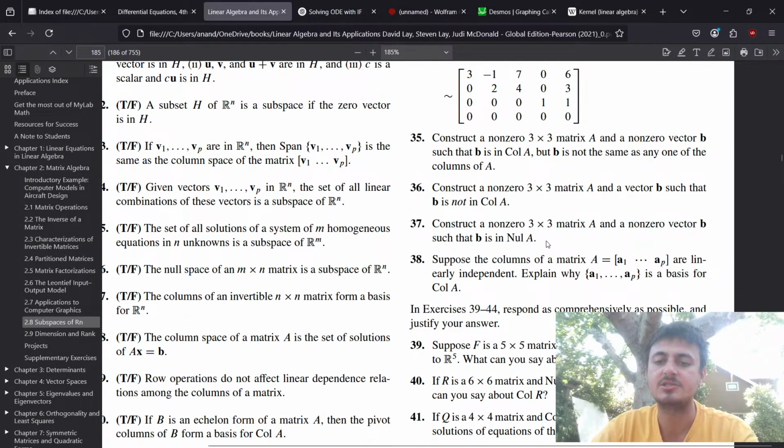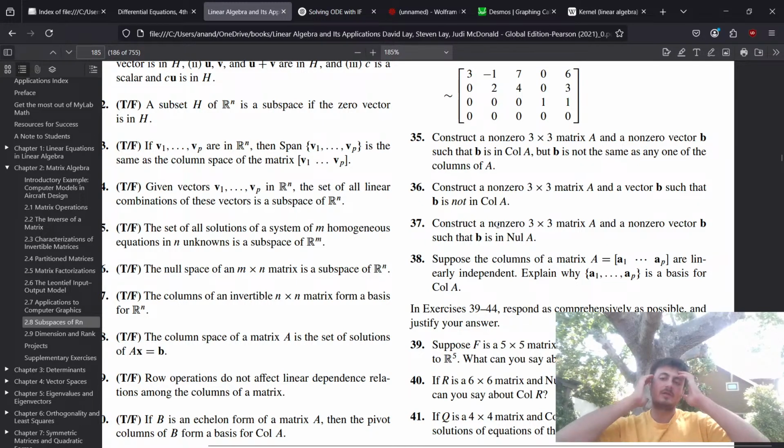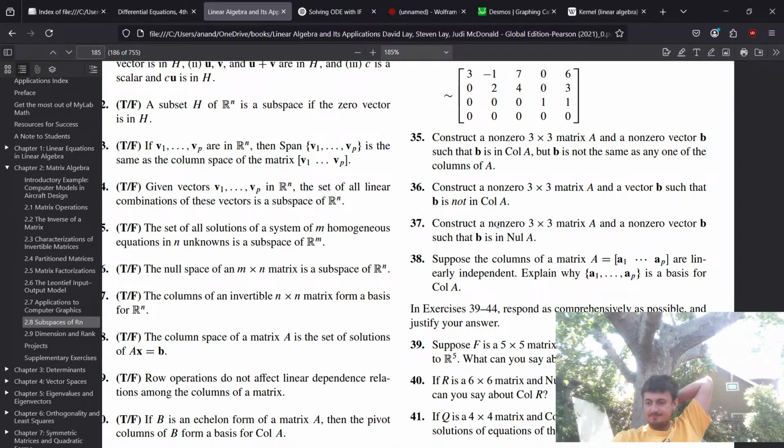Construct a non-zero 3x3 and a non-zero vector B that is in the null space. Okay, we'll do this one. 37 is. Let's just do a 2x2. If we do 1 minus 1, 0 1, and we multiply this by 1 0, we're gonna get.